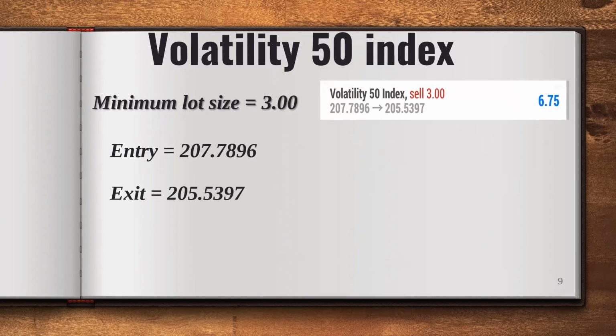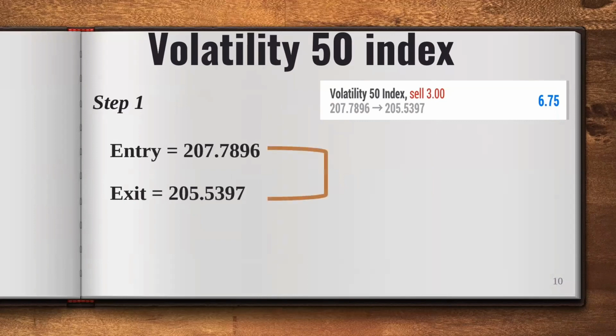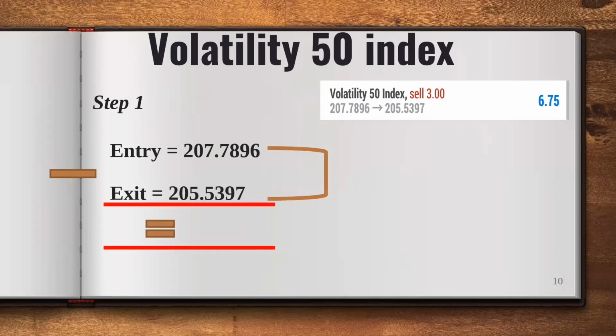So the steps on calculating risk on V50 index are: you will take the entry and minus the exit point as per the trade above, and this will be 207.7896 minus 205.5397. If you minus that on a calculator, you will get your value to be 2.2499. The second step is you will take the answer above and multiply that answer by 3.